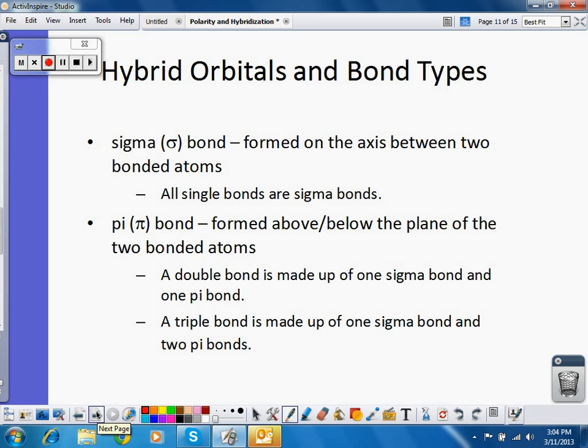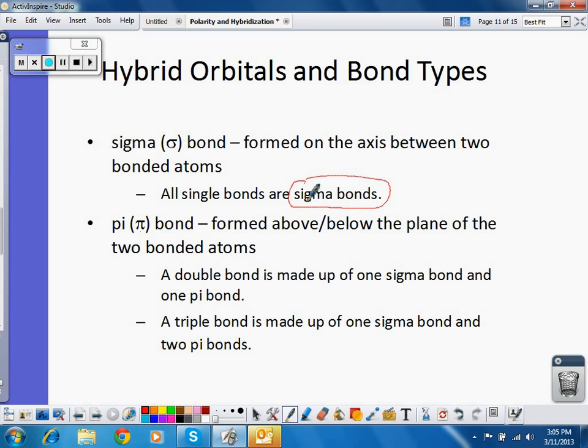So when we start looking at these hybrid orbitals and what types of bonds form between them, we find out there are actually 2 different types of bonds that form. So one is called sigma, one is called pi. A sigma bond is formed on the axis between 2 bonded atoms. So whenever we have single bonds, they are also sigma bonds. All single bonds are sigma bonds. So again, if I look at a Lewis structure and I count all the single bonds on there, that tells me how many sigma bonds are present.